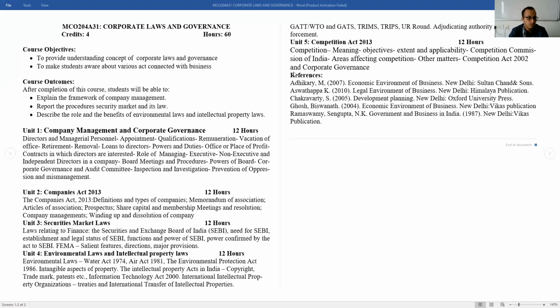Then you should also be able to describe the role and benefits of environmental laws and IPR, intellectual property laws. These are the expected outcomes after completion of this course. As I told you, we'll also be having a few other activities beside the lecture contents. As we complete each lecture, we are also required to follow the LMS contents and complete all the activities. So this is how we are planning to move ahead with this subject.